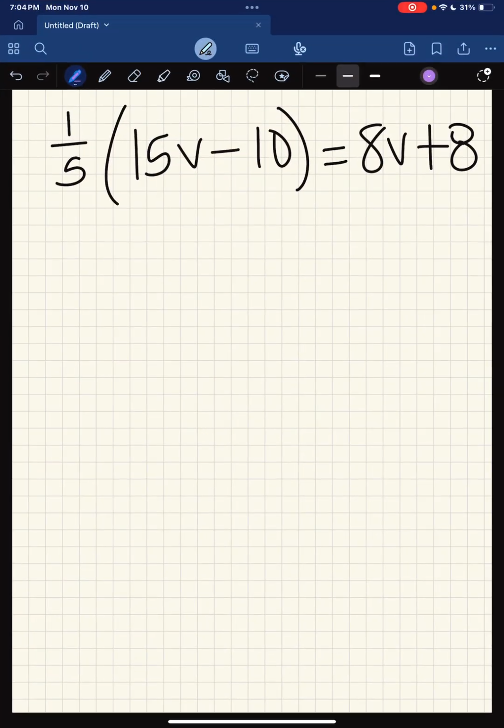Okay, so we have this example problem from the homework, and I want to show you how they got to that step. In your homework, it says that they want you to subtract 3v on both sides to get all the terms to one side. But I want to show you how they got there. So when you're solving an equation, the goal is to get all of the letters on one side of the equal sign, and then you want just regular numbers on the other side.